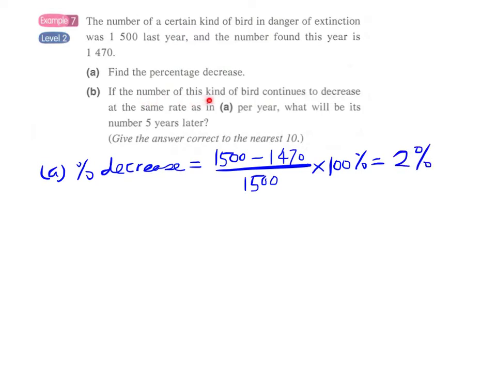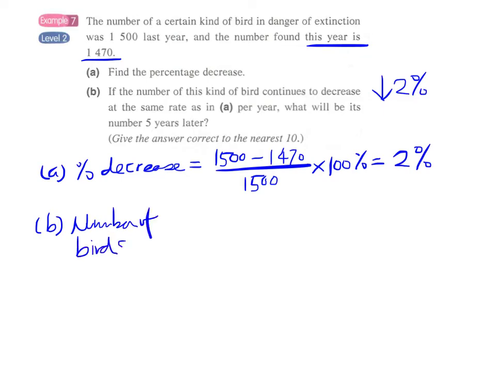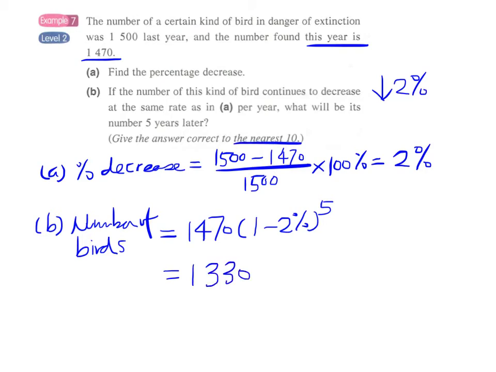And now in part B, if this kind of bird continues to decrease at the same rate, that is, the number drops by 2% each year, what will be the number of this kind of birds 5 years later? And since this year we have 1470, therefore the number of birds 5 years later will be 1470 times 1 minus 2% to the power 5. And the answer is 1330, correct to the nearest 10.